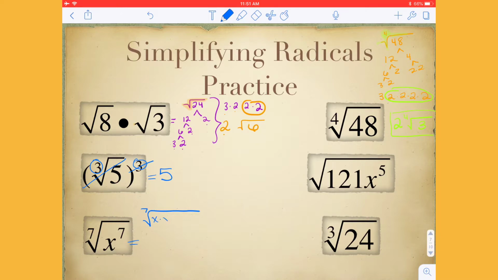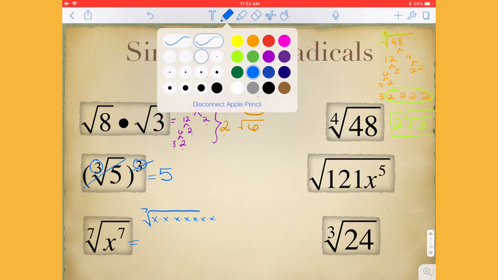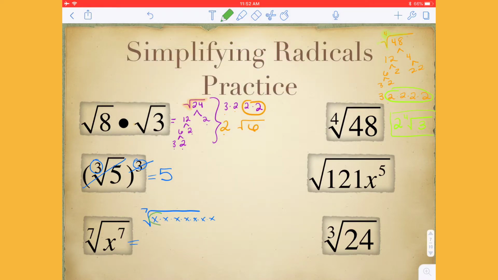So that's 1, 2, 3, 4, 5, 6, 7. And I know that I need to make a group of 7 because that is my radical number. So everything is a group, and I take just an x to the outside. So again, you're noticing that as long as the index value is the same as the exponent value, all that I'll have left as my final answer is what's on the inside. And that's true for both of these problems.